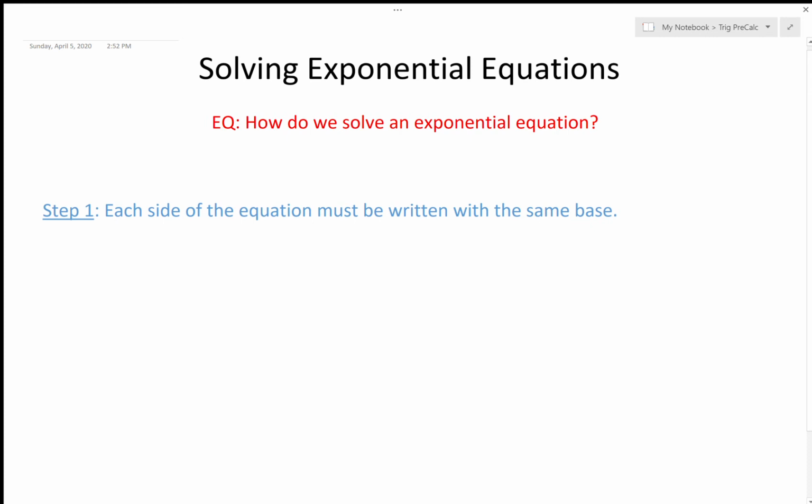Today's lesson is about solving exponential equations. Previously, we learned how to graph these exponentials. Today, we're going to focus on solving.